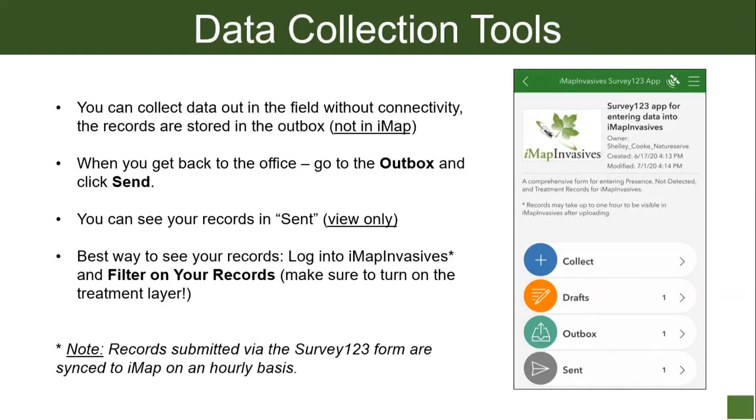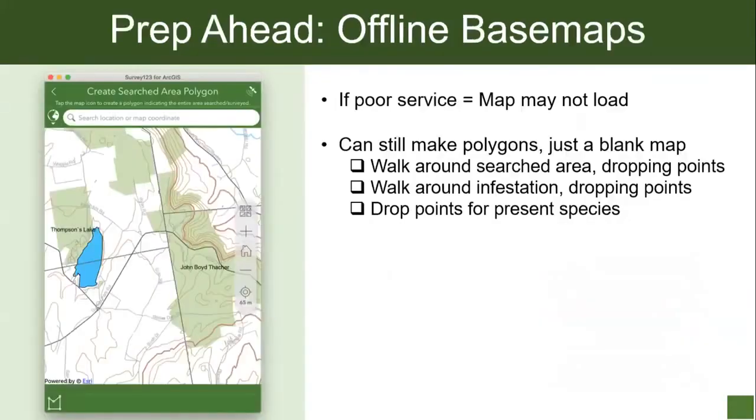One thing to remember is to turn on the treatment layer in layers on and off. We encourage you to prepare ahead of time. So practice using the Survey123, submit a few records. You can create records and select fake species as the species and upload those just to get a feel for the workflow without worrying about actually collecting real data. So we really encourage that.